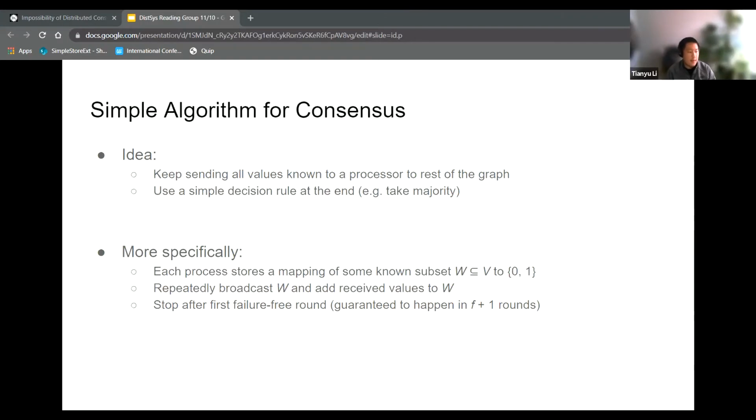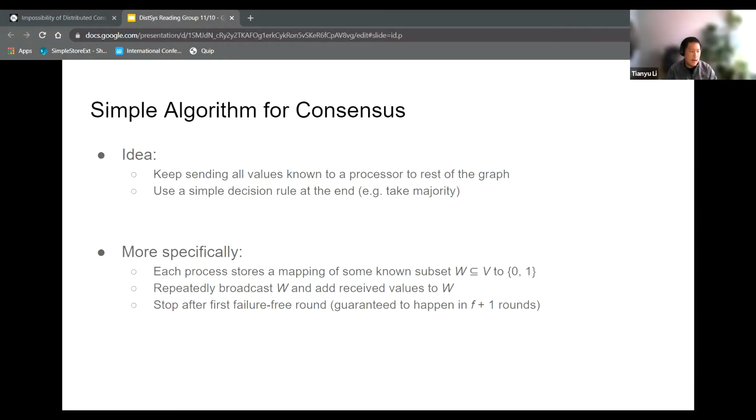Each process stores a mapping of some known subset of W, that is with regards to the rest of the cluster. Basically, say there are 10 processors, W is going to be a set of 1 to 10, and you map the cluster nodes to their initial value of zeros or ones. And the algorithm is going to repeatedly broadcast W and add received values to W, right? You begin with only knowing your own value. Now you tell everybody else about your own value and hear about everyone else, and you construct a view of the cluster that way.